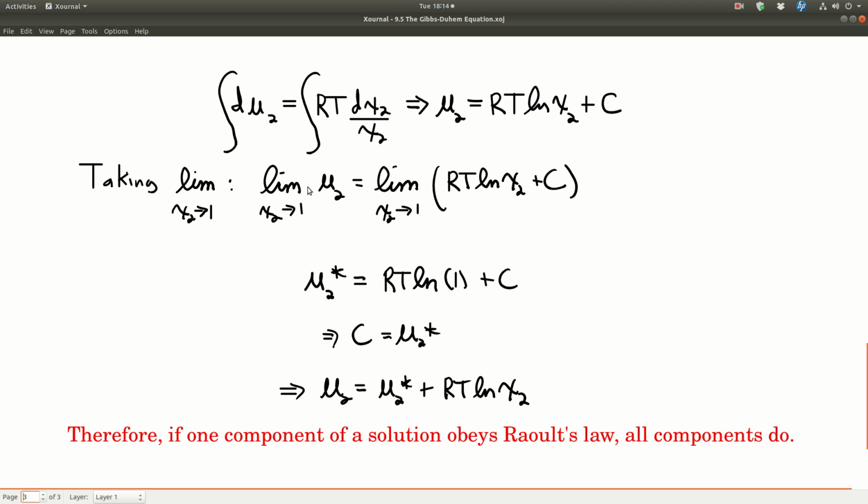We do that on both sides. The limit as chi-2 goes to 1 of mu sub 2 is equal to the limit as chi-2 goes to 1 of RT ln chi-2 plus c. Well, mu sub 2, when chi-2 is 1, is the chemical potential of pure component 2, which is just mu 2 star. As chi-2 goes to 1, ln of 1 is 0, so that term goes away, and the constant of integration is equal to mu sub 2 star. Plugging that back in for c, we get mu sub 2 equals mu sub 2 star plus RT ln chi-2, exactly Raoult's law. So if one component of a solution obeys Raoult's law, all components do.